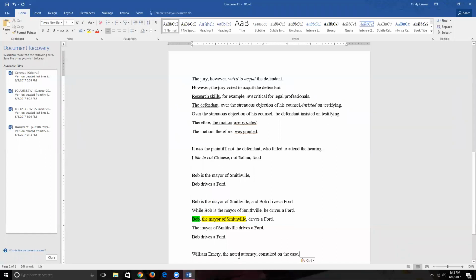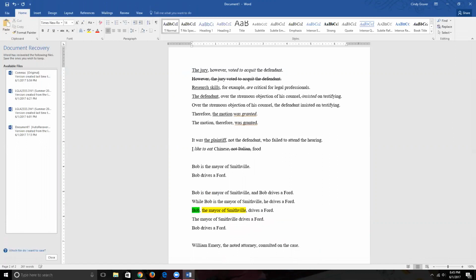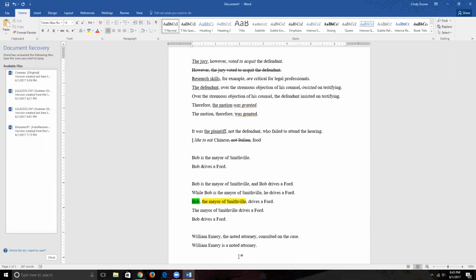William Emery, the noted attorney, consulted on the case. So if we were going to break this up into two separate sentences, we would say William Emery is, probably we would say a noted attorney, but we could say the noted attorney. William Emery consulted on the case. So this would also work. But you can see how, if you never used an appositive, you would tend to have kind of short, somewhat choppy sentences. And you wouldn't be as much showing the connection between these things.